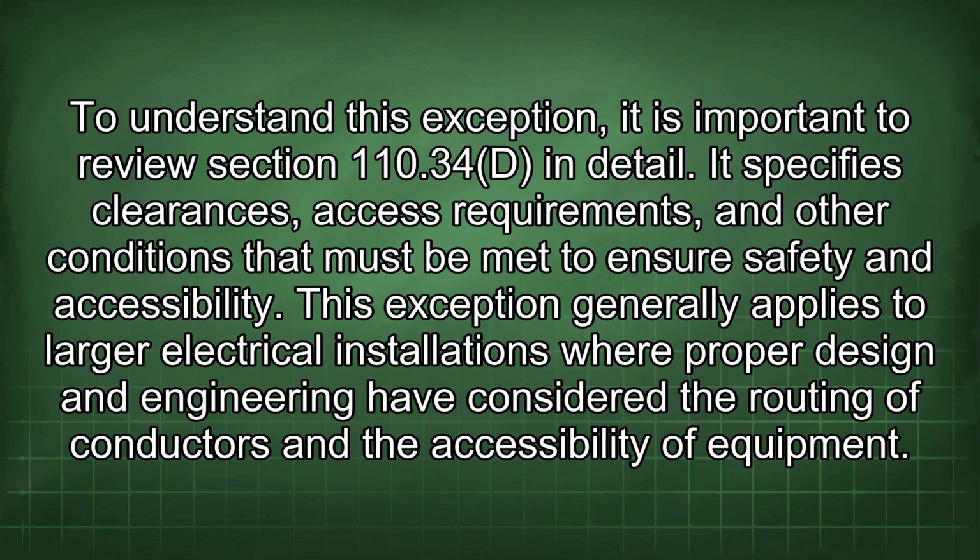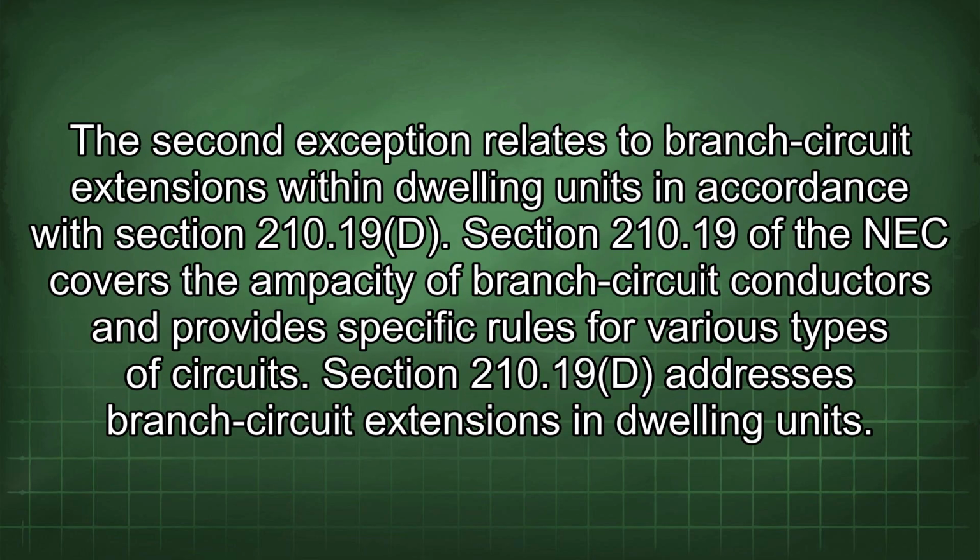To understand this exception, it is important to review Section 110.34(d) in detail. It specifies clearances, access requirements, and other conditions that must be met to ensure safety and accessibility. This exception generally applies to larger electrical installations where proper design and engineering have considered the routing of conductors and the accessibility of equipment. The second exception relates to branch circuit extensions within dwelling units in accordance with Section 210.19(d).